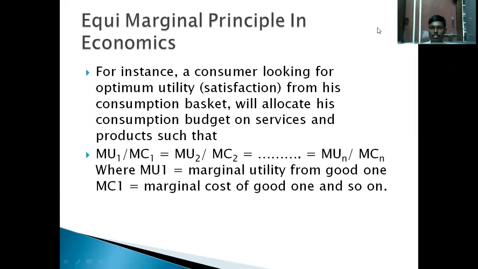consumption budget on services and products such that MU1 by MC1 is equal to MU2 by MC2 and so on up to MUn by MCn number of products. Here MU1 is the marginal utility from good one, while MC1 is the marginal cost of good one, and so on.